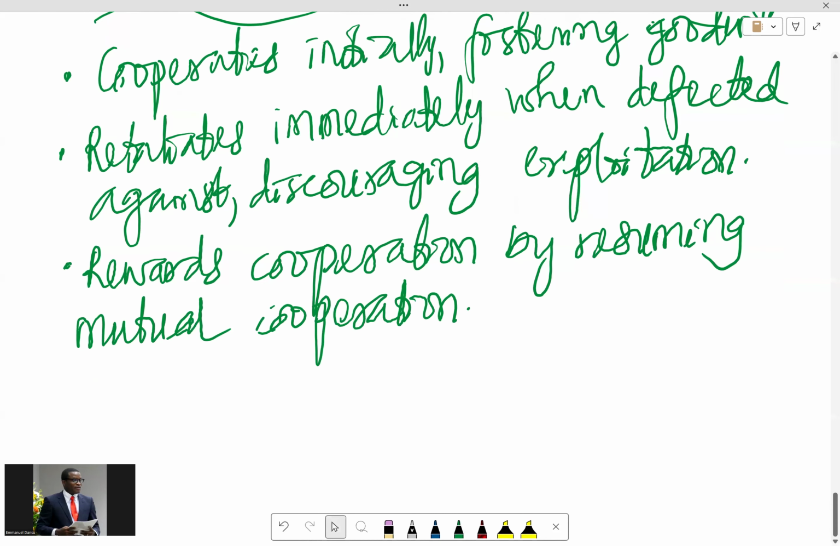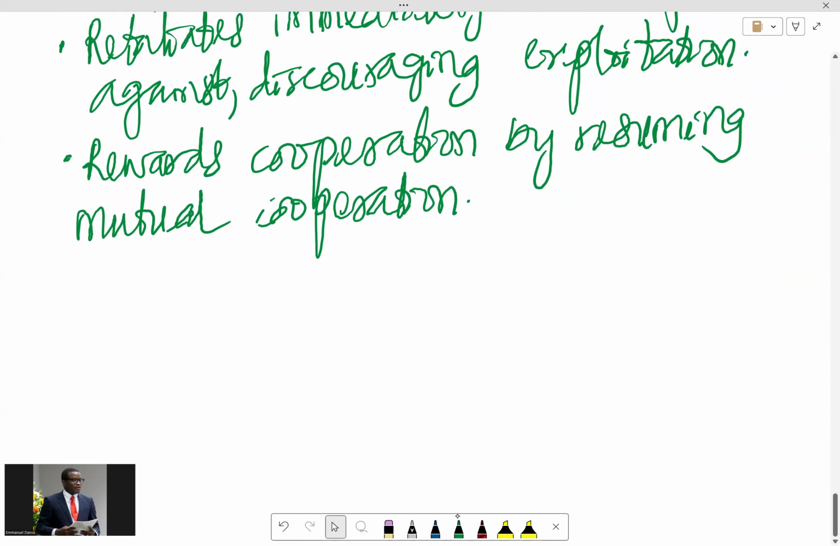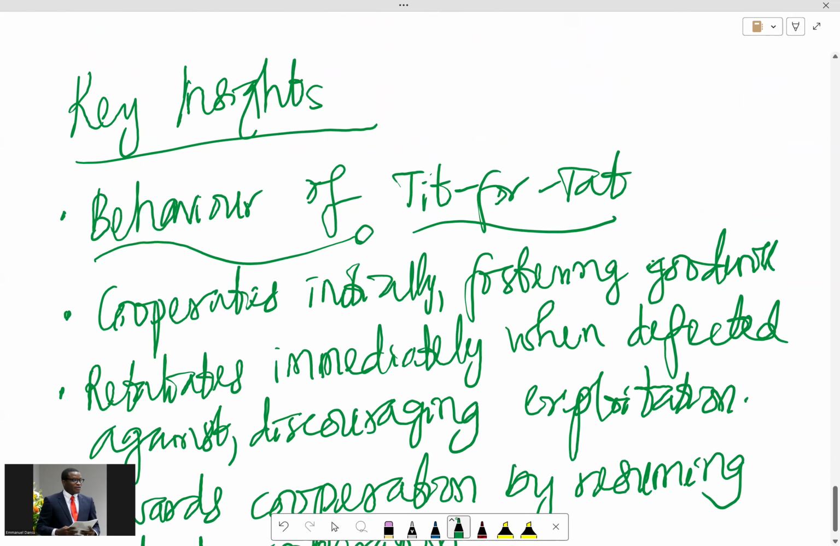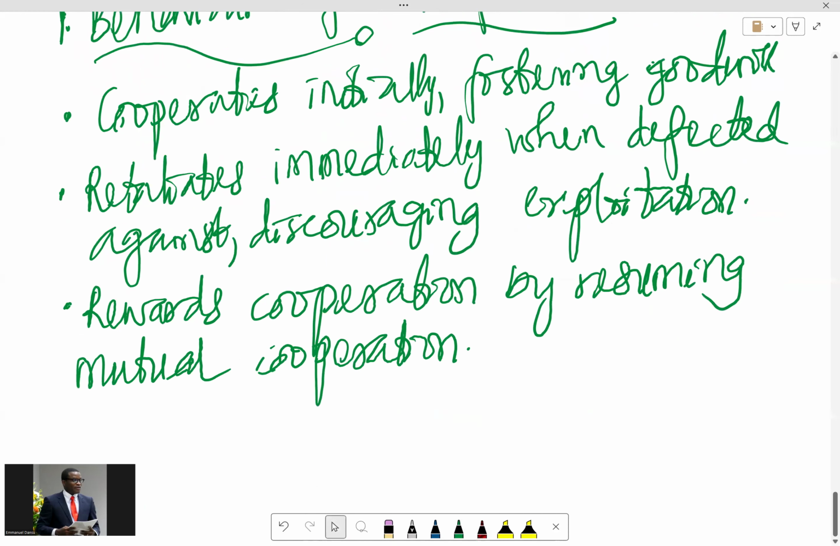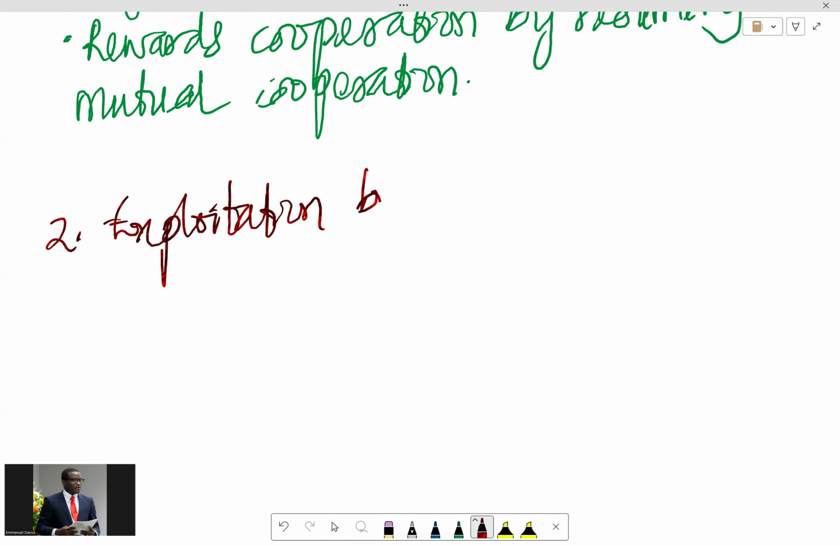All right. So let's look at exploitation by alternating strategy. Exploitation, that's number 2 now. Key behaviors. Okay, we can name this 1, then 2. So we are looking at key insights into what has happened in that game we simulated. So we see exploitation by alternating strategy.